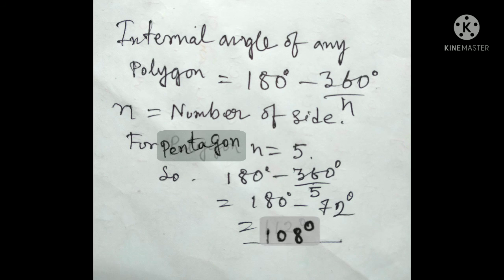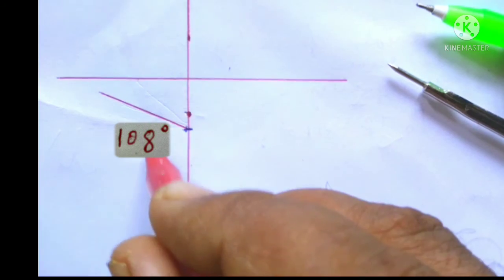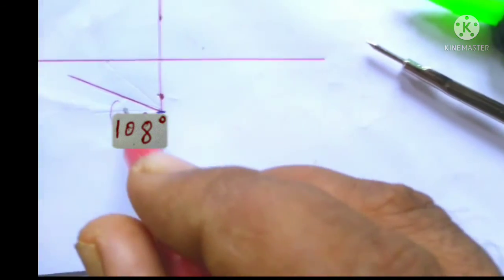Now we need to know the internal angle of a pentagon. Here is the formula to find the internal angle of any polygon: 180 minus 360 degrees by n, where n is the number of sides. For a pentagon it will be 5, for a hexagon 6, for an octagon 8, etc. So using this formula we get the internal angle of a pentagon as 108 degrees. First of all, draw a 108 degree angle.